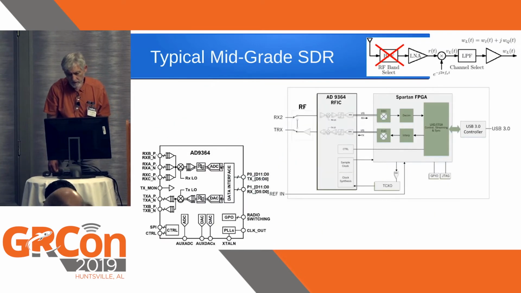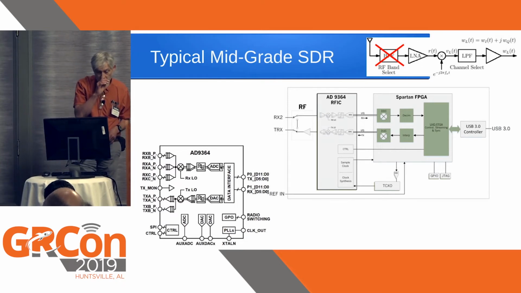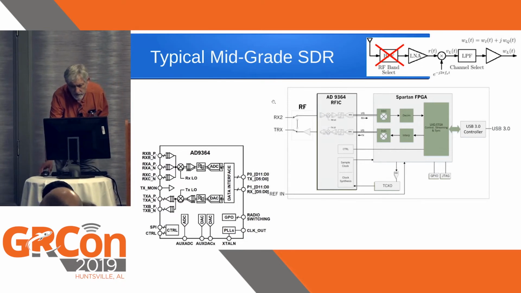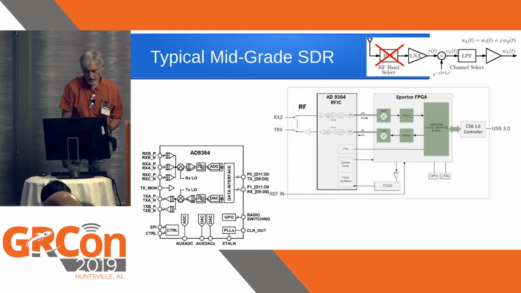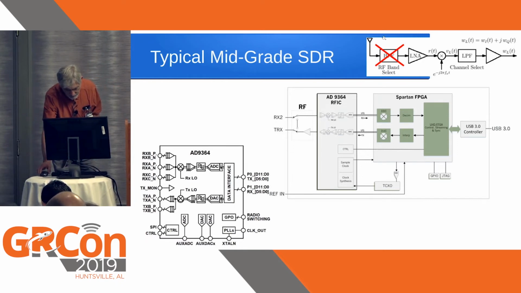Okay, so now here's a typical block diagram of one of those. This is the basic block diagram. There is the receive antenna, and then it goes into the AD9364 integrated circuit, which has a block diagram down here. And then you basically do the digital down conversion. Here's the receive path, and you go through the FPGA and out through the USB 3 connector. So what you notice here is that there is nothing like that RF band select filter in front of the low noise amplifier. The low noise amplifier is inside the AD9364 chip.